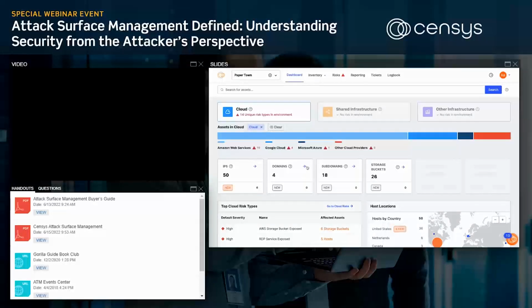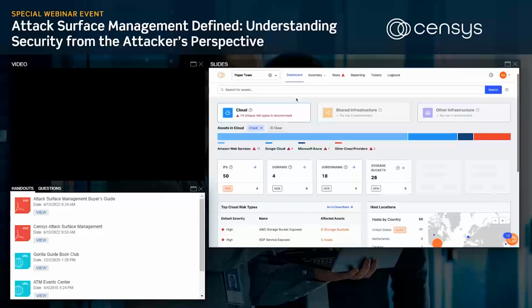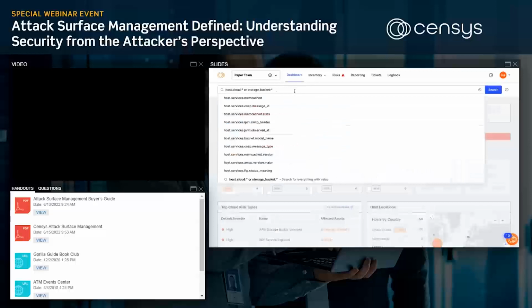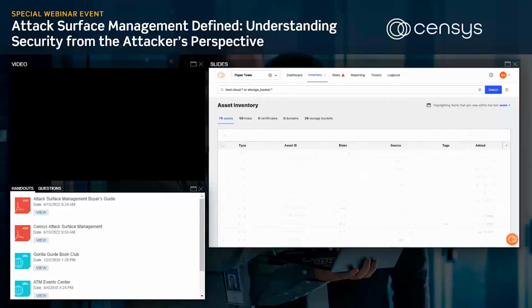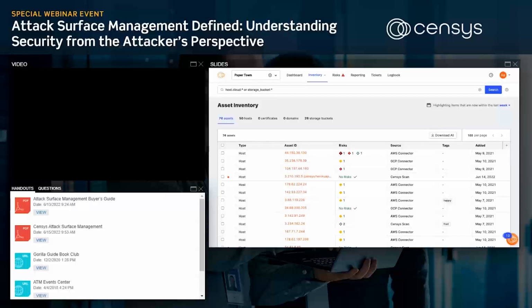So all these cards, you can click on them, you can start to investigate that way. But if I were to want to see everything I owned in one consolidated view, one single pane of glass, if you will, I can actually use our search bar for that. So I'm going to type in a query to find all of my hosts and storage buckets. We could have added certificates and domains to this as well, but now I can see every single asset across all different asset types within one place, and now I can begin to make sense of all this data.